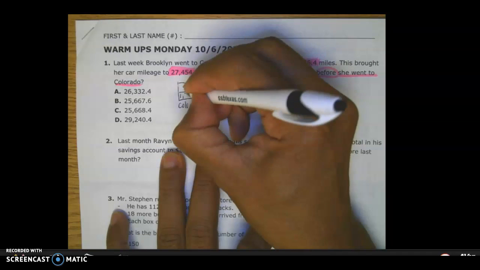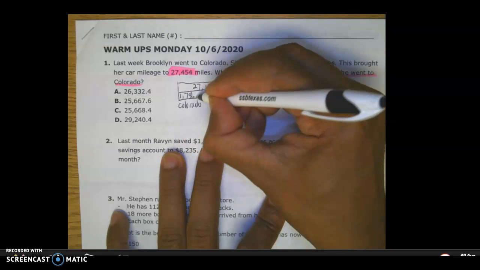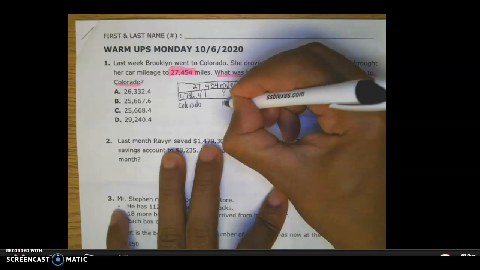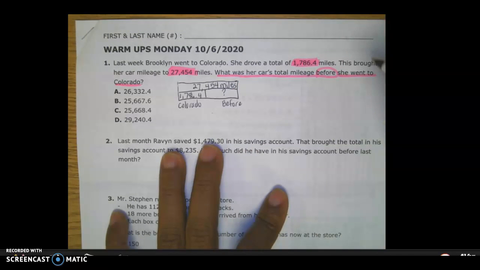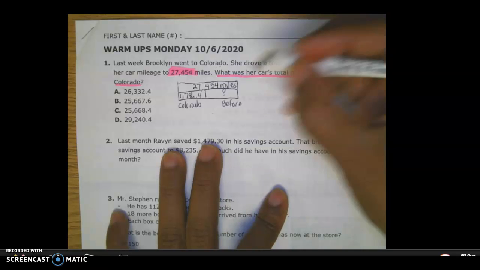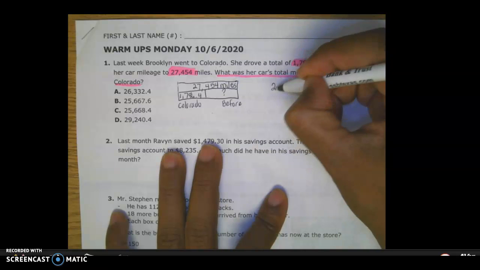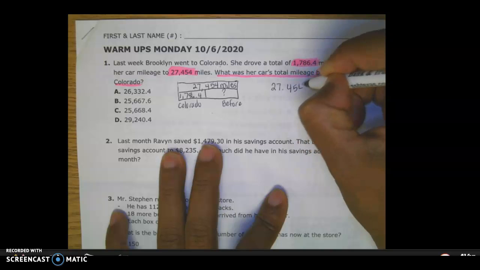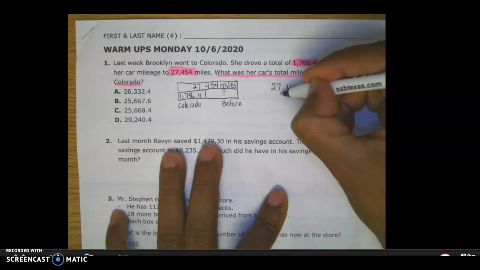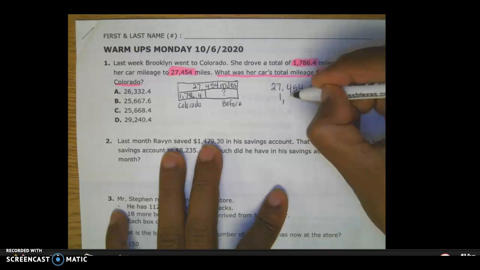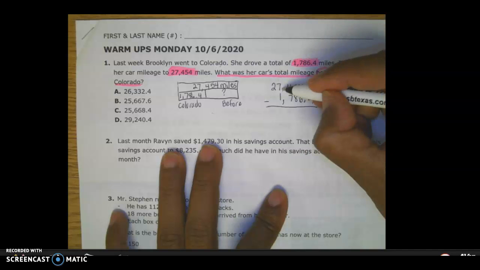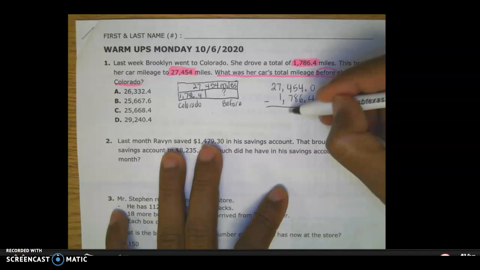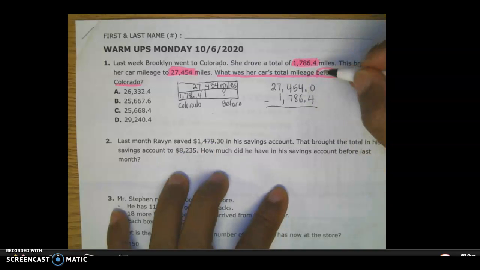That was 1,786.4, and the question is what was the car's total mileage before she went to Colorado? So if you need to find this part, what you do is you subtract, because you need to find the part. And when you're subtracting or adding anything, you have to line up your number based on the place value.